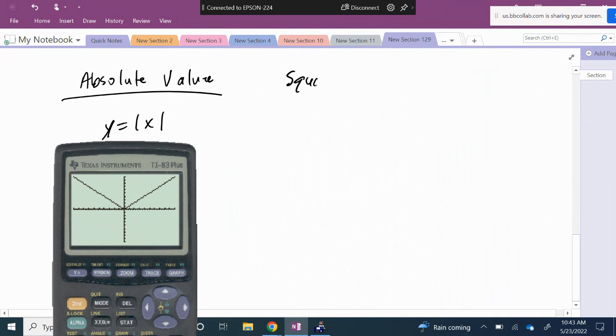So the next graph is the square root graph. The square root graph is written in the form y is equal to the square root of x, and its general shape looks something like this.